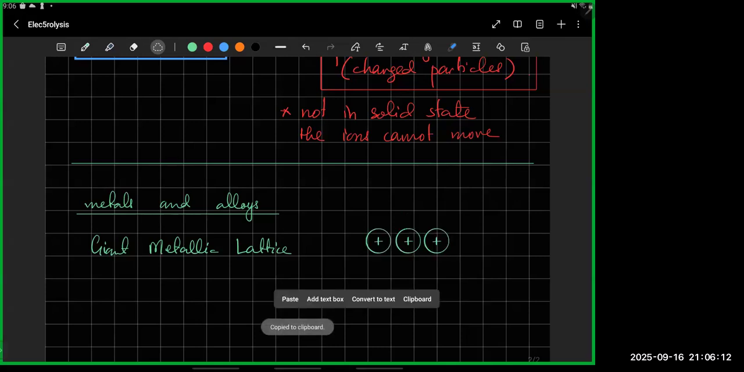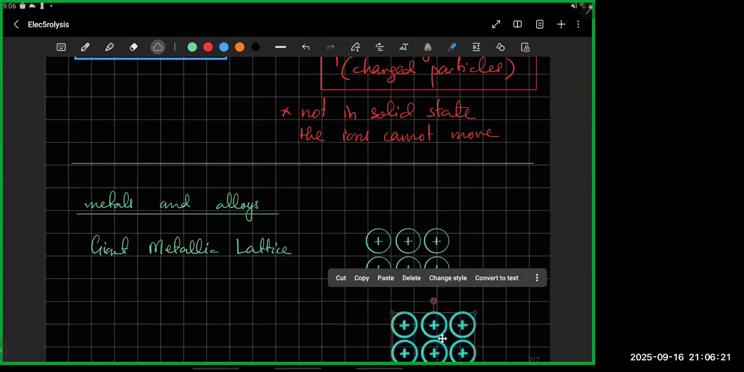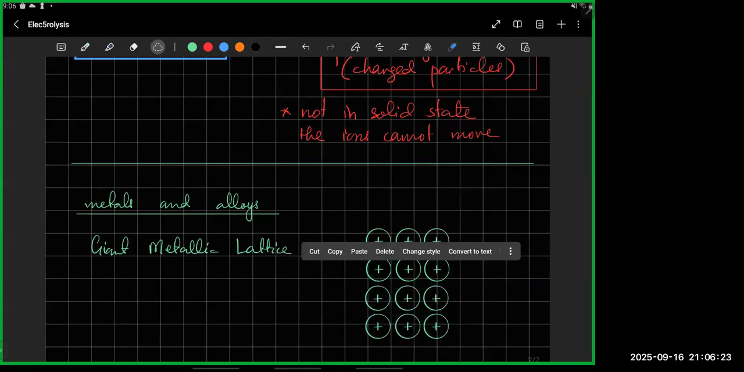And so they will all start losing electrons, and they'll form a lattice of positive ions. And where would the electrons go? There's no one gaining those electrons, so you've got a sea of mobile electrons, or a sea of delocalized free-moving electrons.